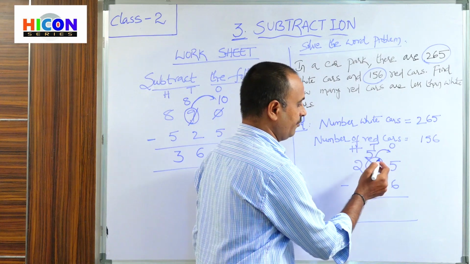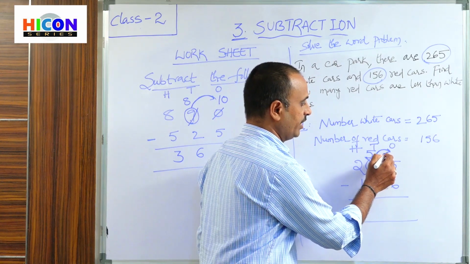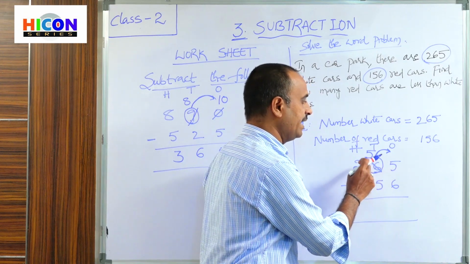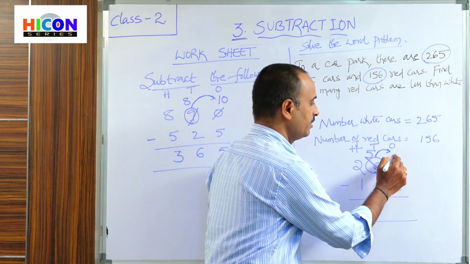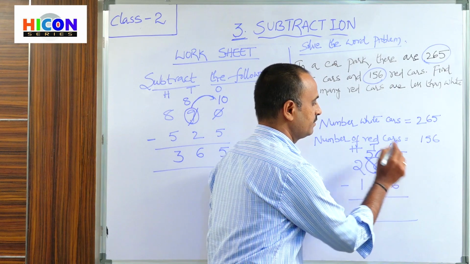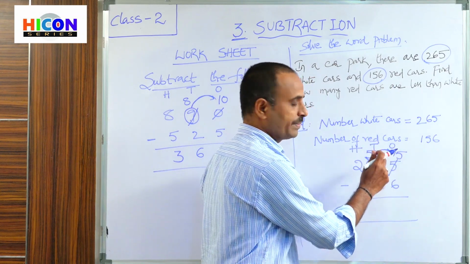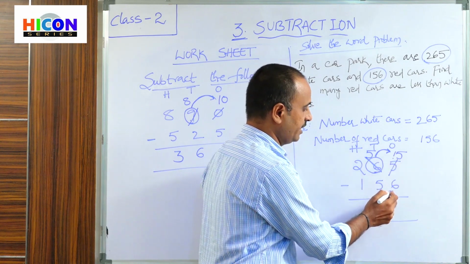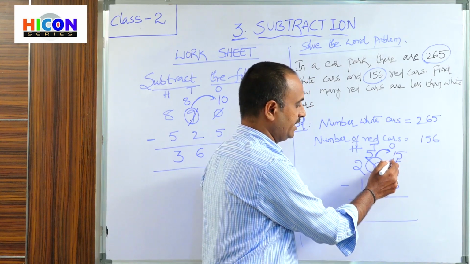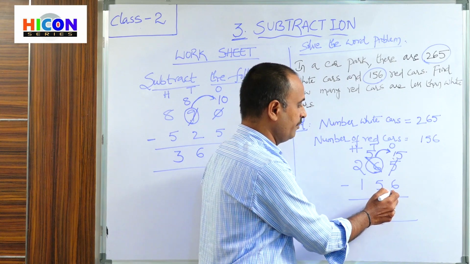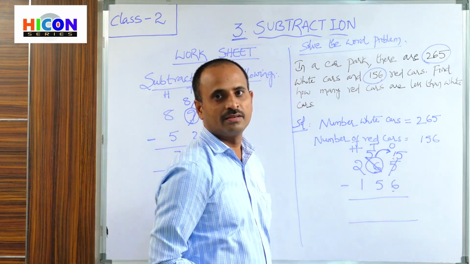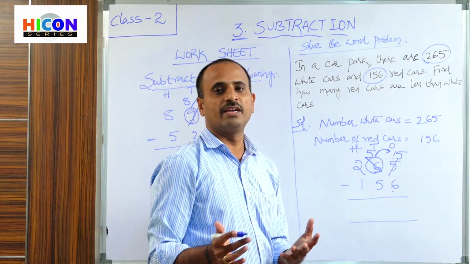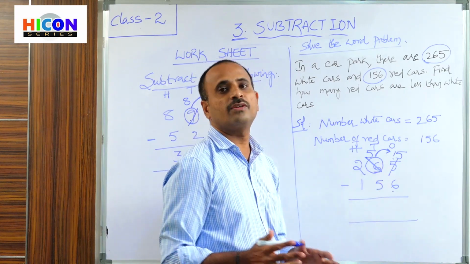So if you carry the 1 ten to the ones place, it will become 10 ones. So already there are 5 ones, and if you add 10 ones, total become 15 ones. So now the subtraction is possible because the first number is 15 and the second number is 6. So 15 is greater, 6 is smaller. Now we can subtract 6 from 15. So now open 15 fingers of our hand, but there will be only 10 fingers. We cannot do the subtraction on our hand.